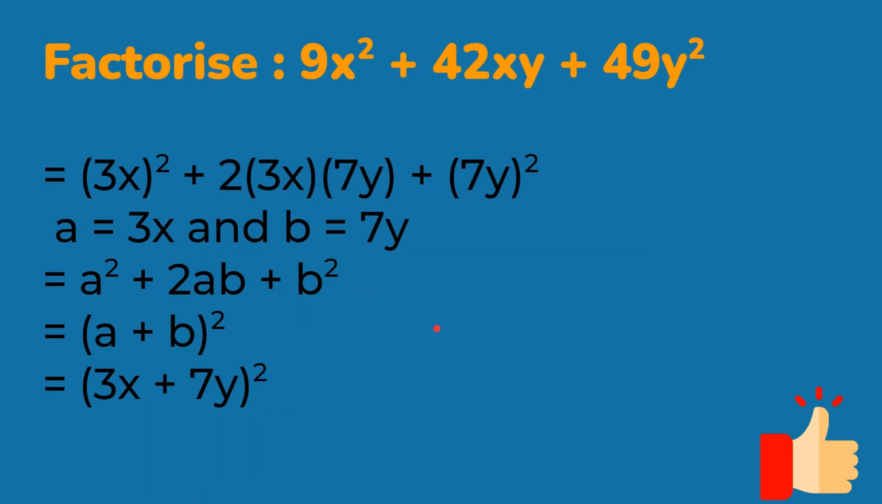Now you will notice that I had told that factorization means factoring a polynomial into two or more factors, but here only one factor is visible. It is not so, because (3x plus 7y) whole squared is (3x plus 7y) multiplied by (3x plus 7y). Let's see one more problem.